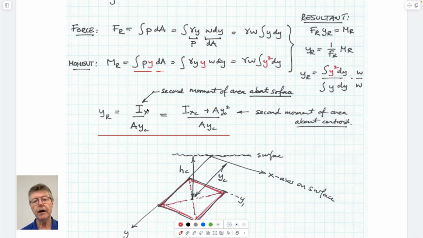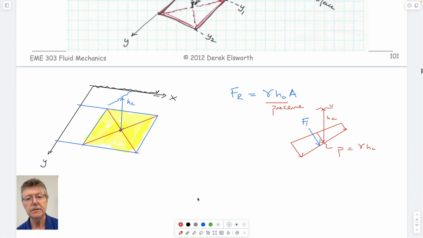And it's given by, so the lever arm y_r is equal to the second moment of area about the surface divided by the area times the slope distance of the centroid below the surface. So it's in this plane. So if we're drawing on this diagram, which I'm going back to, this length here would be y sub c, the slope distance. h_c is vertical. And so if also I draw it out here, this would also be y sub c.